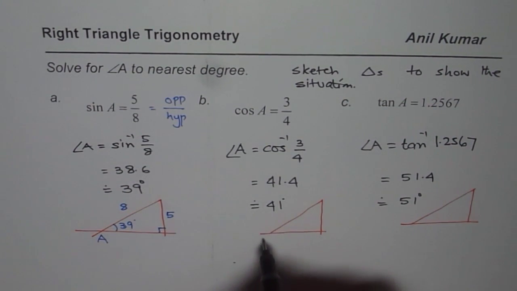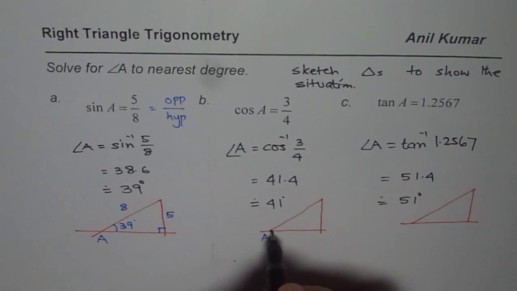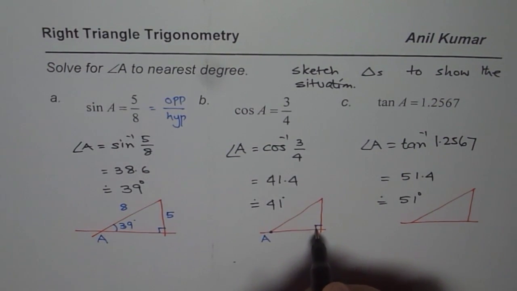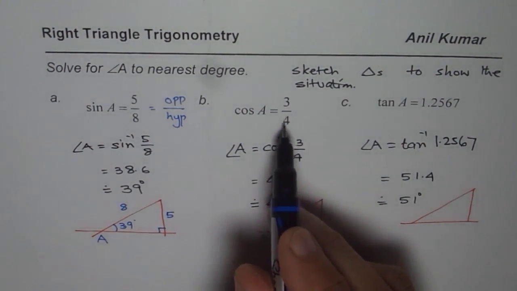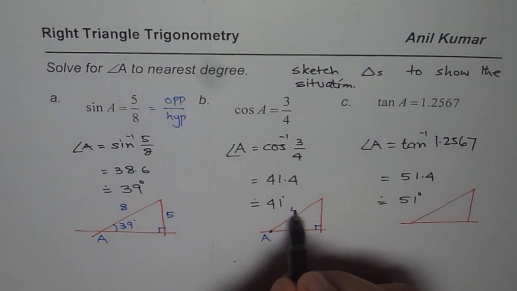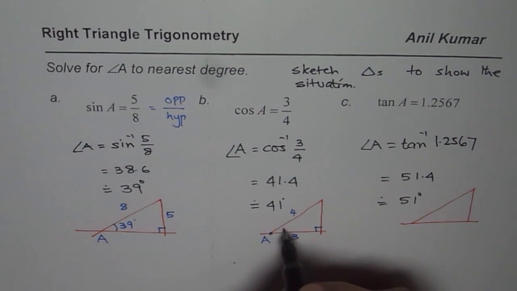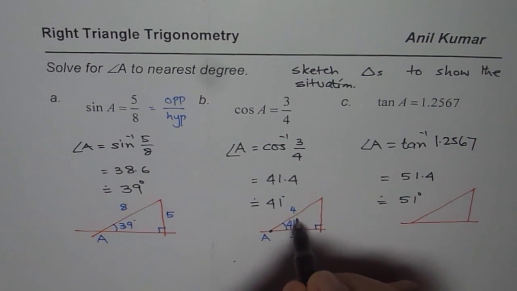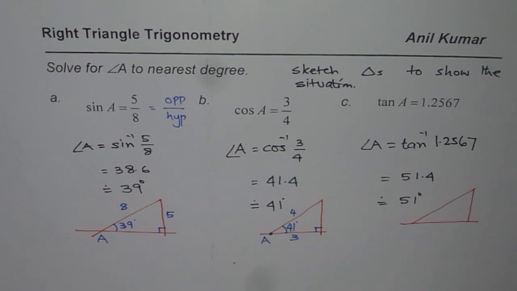So angle A in this case will be this vertex A. It's a right triangle. Cosine is 3 over 4. That means the adjacent side, the side between A and the right angle, is 3 and the hypotenuse is 4. And angle A, which you found, was 41 degrees, like this. Do you get the point, right?